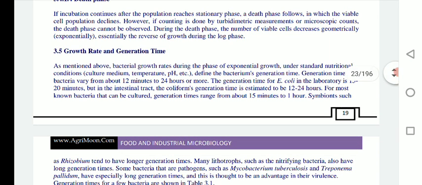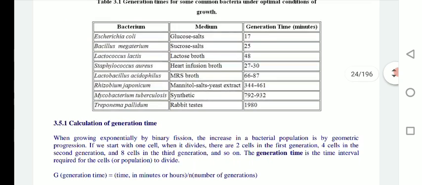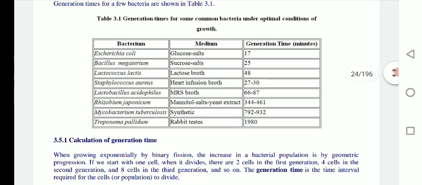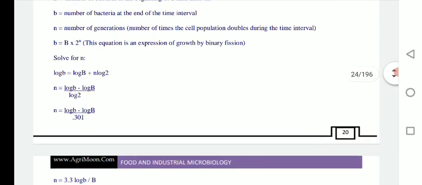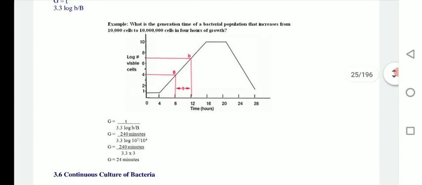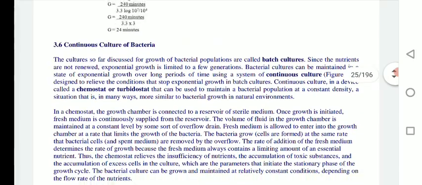Generation time is the doubling time required for one cell to divide into two cells. This is again different for different types of bacteria. For E. coli it is approximately 15 to 20 minutes, and you are all familiar with the concept of generation time and growth rate. These are examples of several bacteria and the medium on which they grow, and their generation time is given on the right side of this table. And this is the formula through which we can calculate generation time. All these are basic things, and we will not study them in much more detail.